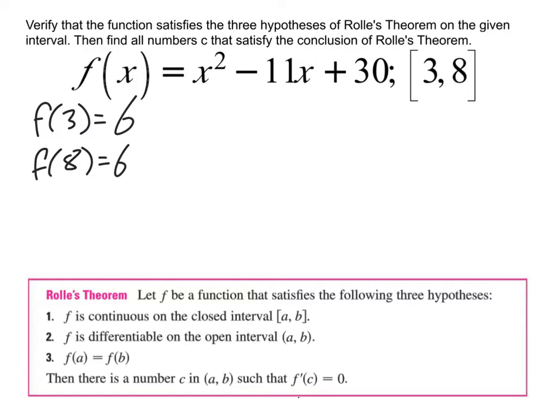That means I'm going on to that second part there where it said then find all numbers c that satisfy the conclusion. The conclusion is that somewhere in there, somewhere in this interval that we are given, the derivative equals 0. So, let's find out. Let's actually do it. That means I'm going to have to find the derivative first. So, find the derivative. What does f prime of x equal?